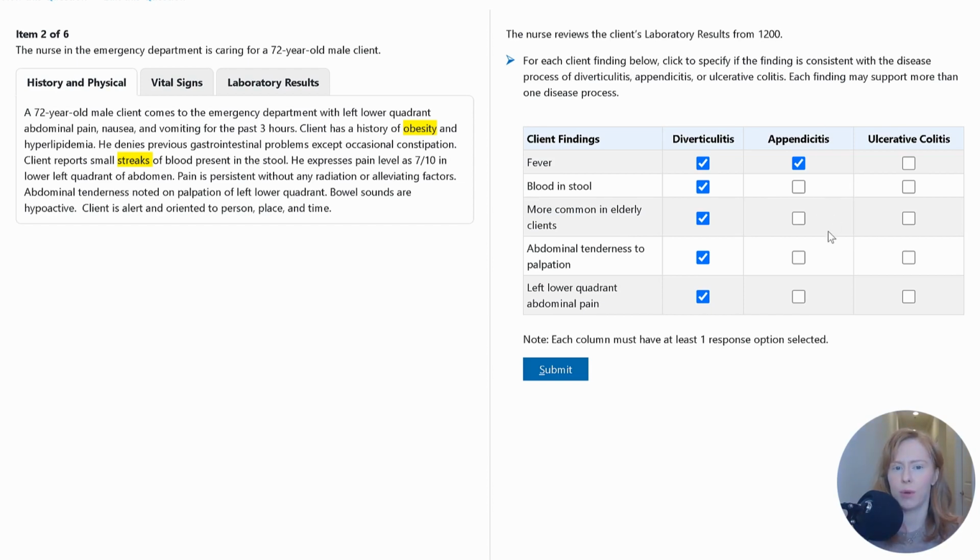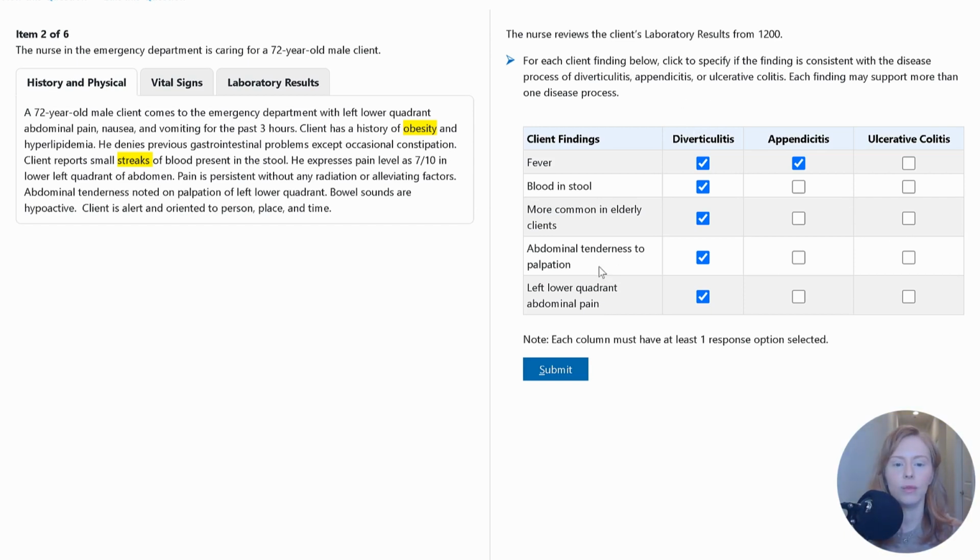So appendicitis is probably one of the more feared acute problems of the GI tract in young people, right? This is something that we really commonly see in children, in teenagers, adolescents, and young adults. So no, this is not more common in elderly clients, it's more common in young clients. And interestingly enough, because this is in that right lower quadrant and diverticulitis can look really similar in the left lower quadrant, diverticulitis is sometimes called a left-sided appendicitis for that reason. So no, it's not more common in elderly clients.